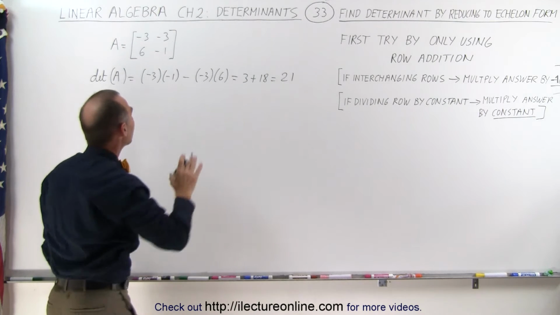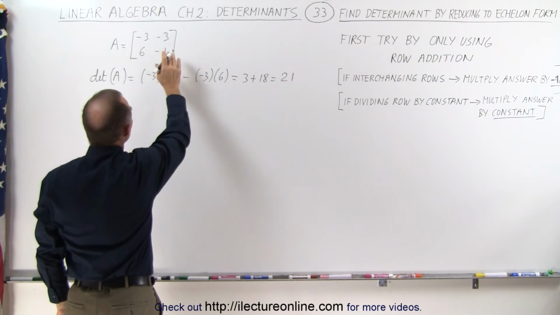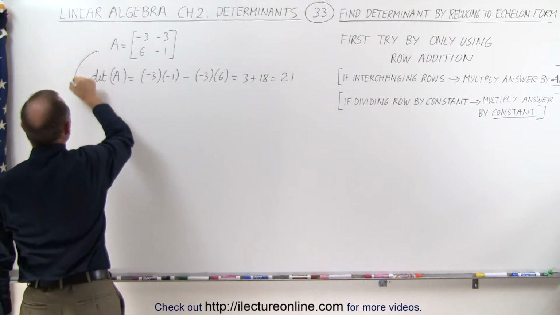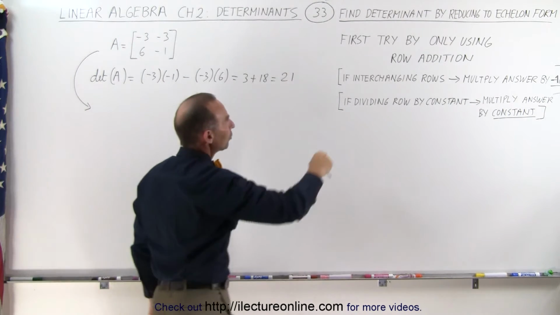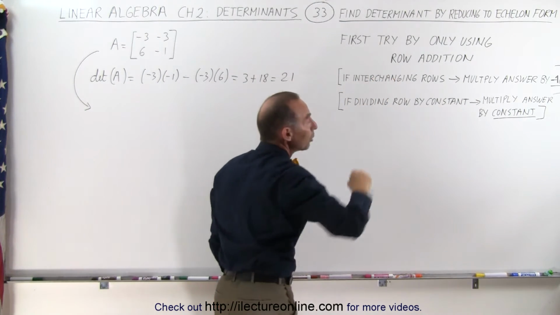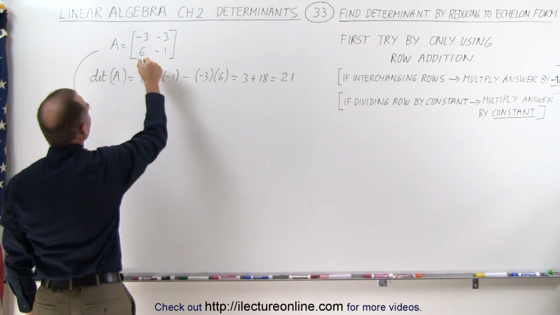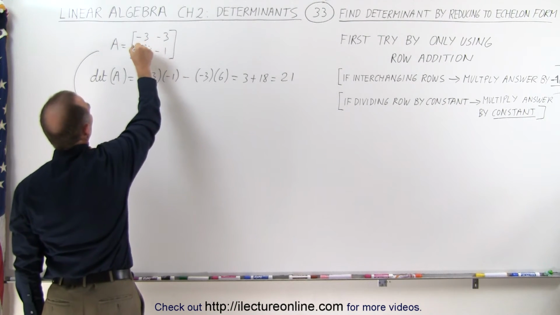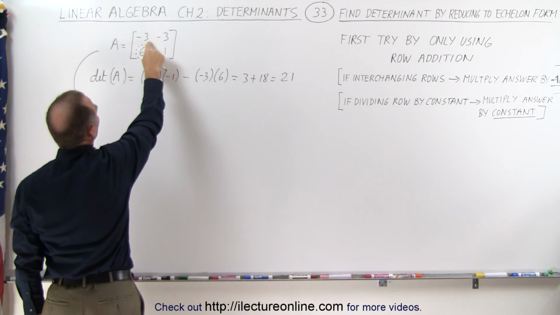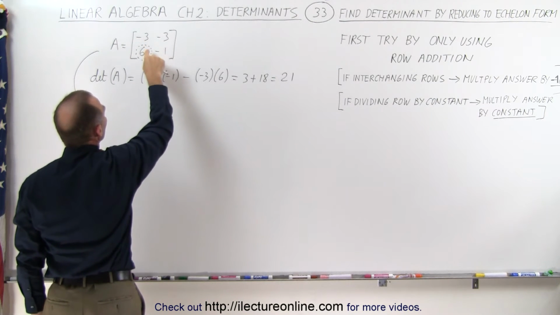Now we're going to reduce this to the echelon form using our typical methodology, except we're not going to use these two steps right here. We're only going to multiply one row by a constant and add it to another row. To get rid of the 6 right here, what we could do is multiply the first row by 2 and add it to this row.